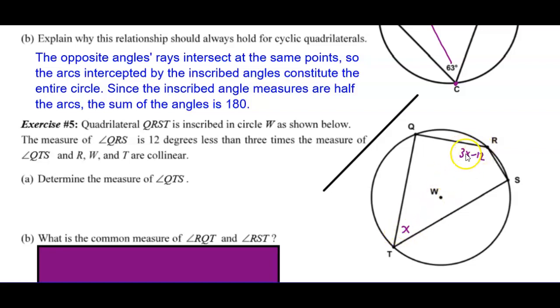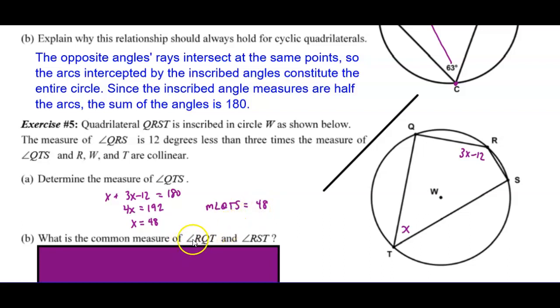Those two angles there are going to make up 2 inscribed angles in this cyclic quadrilateral. So they need to add up to 180. So I need x plus 3x minus 12 to equal 180. Right? So that's 4x. If I add the 12, 4x equals 192. And x comes out to 48. I'm looking for QTS. That's where my x was. So measure of angle QTS is 48.